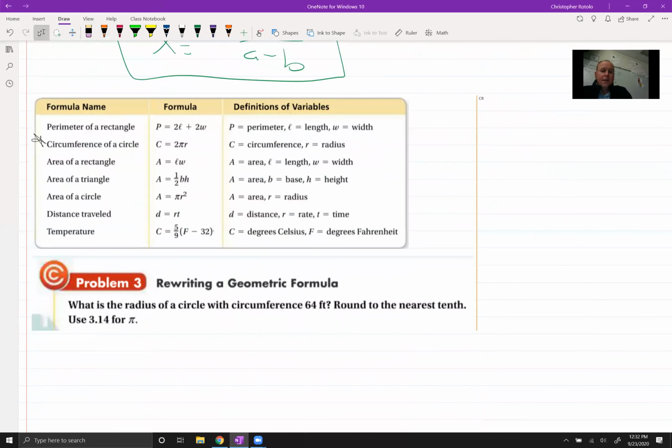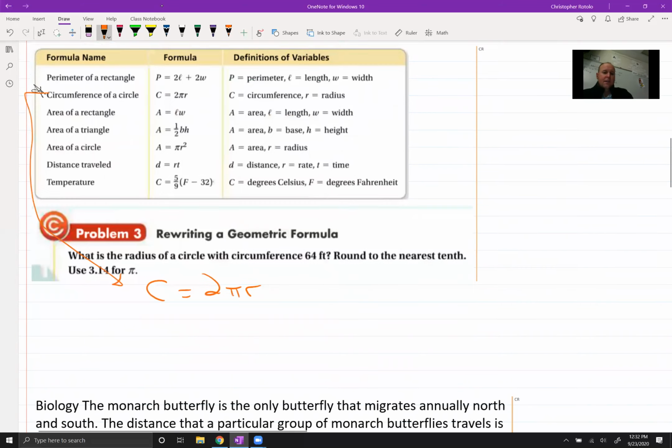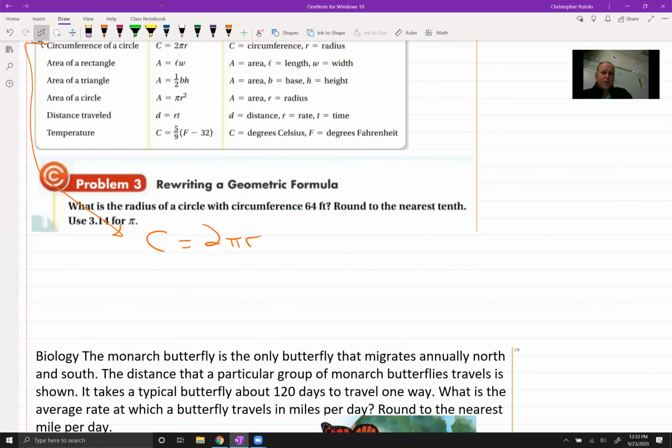All right, circumference of a circle. That means we're going to use c equals 2 pi r at some point. So I gave this little chart; I'm not in the business of trying to have you memorize every single thing we've got here. What's the radius of the circle with a circumference of 64 feet? So they told us what the radius is going to be.